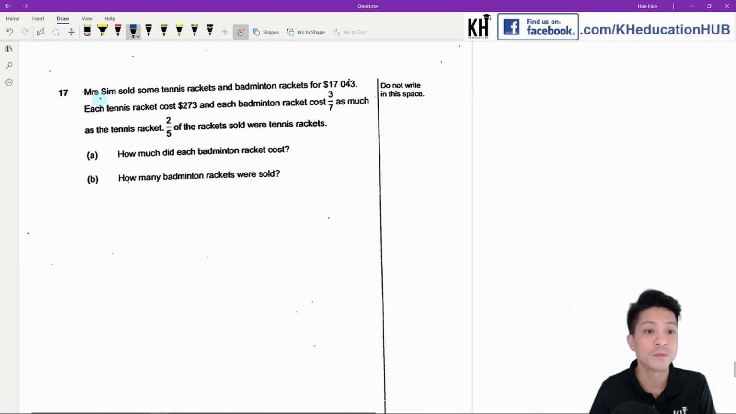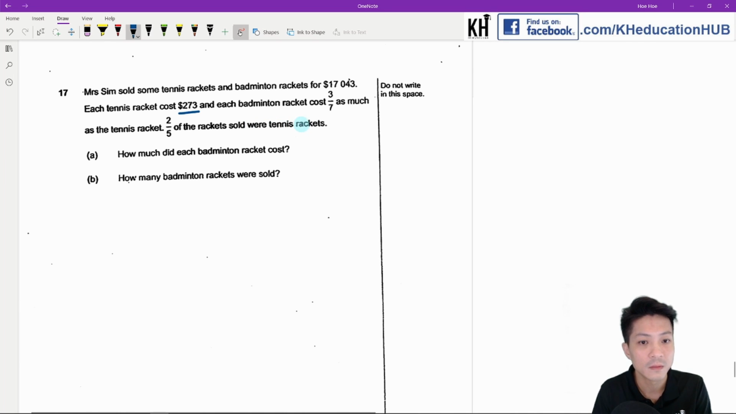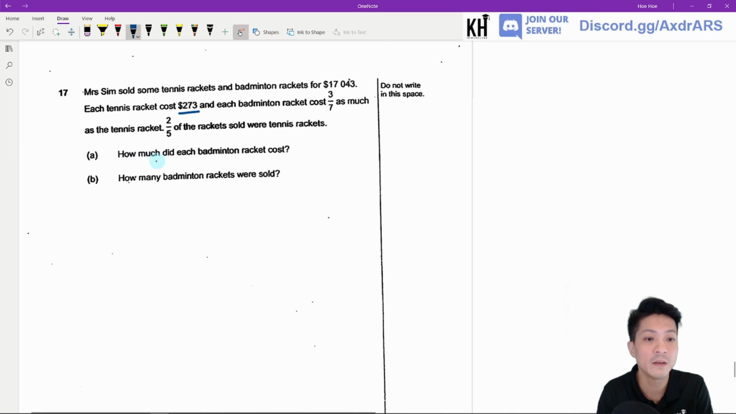Question 17. Mr. Sim sold some tennis rackets and badminton rackets for $1,743. Each tennis racket costs $273, and each badminton racket costs 3/7 as much as the tennis racket. 2/5 of the rackets sold were tennis rackets. Okay, so for part A, how much did each badminton racket cost?